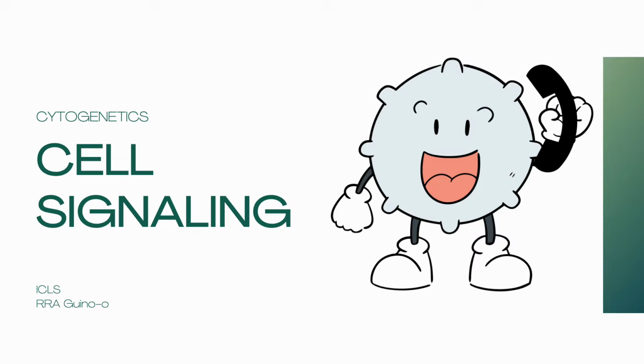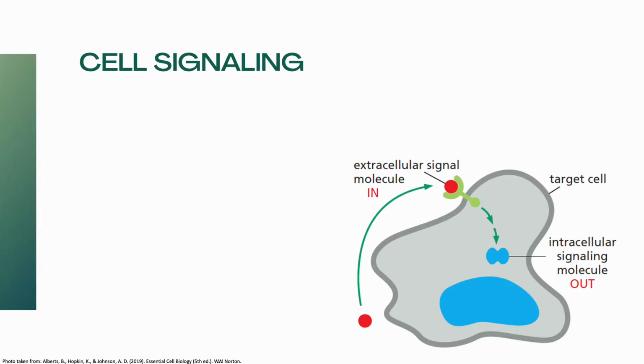Hi everyone, in this lecture we will be talking about cell signaling. Just as humans need to communicate with each other in order to form a stable society, the cells in a multicellular organism also have to talk to one another in order to ensure the proper function of the organism. And this is where cell signaling comes into play.